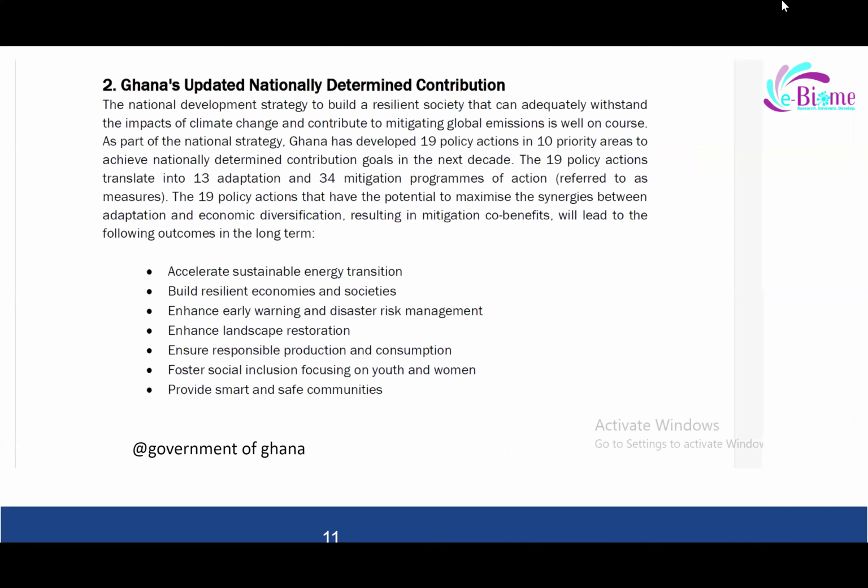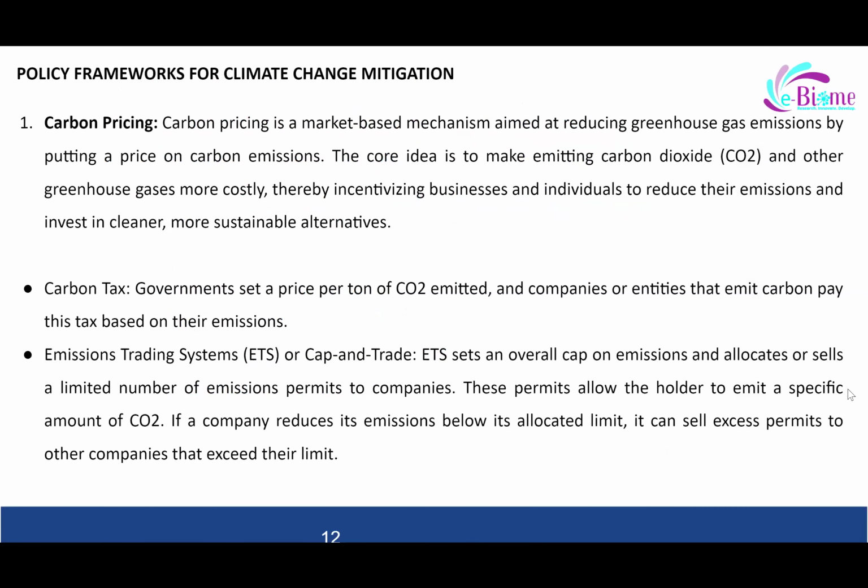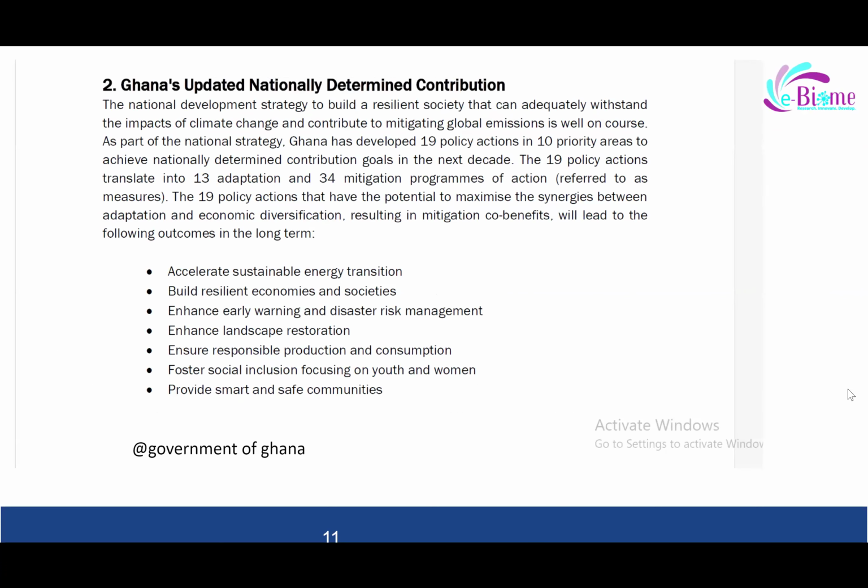So this is a screenshot from Ghana's NDCs, just to show some measures that the country has put in place. And looking at it from here, it says Ghana has developed 19 policy actions in 10 priority areas to achieve nationally determined contribution goals in the next decade. So the 19 policy actions translate into 13 adaptation and 34 mitigation programs of action, referred to as measures.